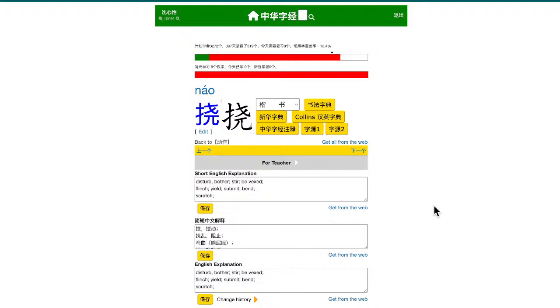Flinch, yield, submit, and bend. Now this feels like the opposite, right? The first meaning is you make trouble to stop somebody from accomplishing something. But the second meaning is actually you yield, submit, or bend your will so that somebody can do their work and complete whatever they want. So that's kind of like the opposite. I mentioned several times that this is a pretty common language phenomenon in Chinese characters. Sometimes one character can mean the opposite meaning.